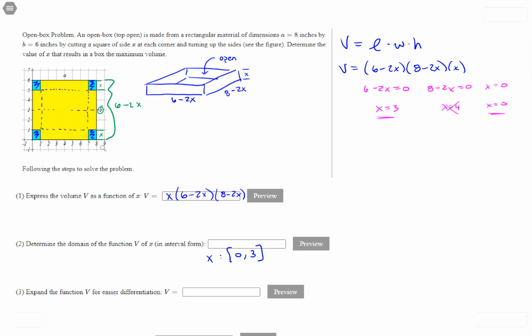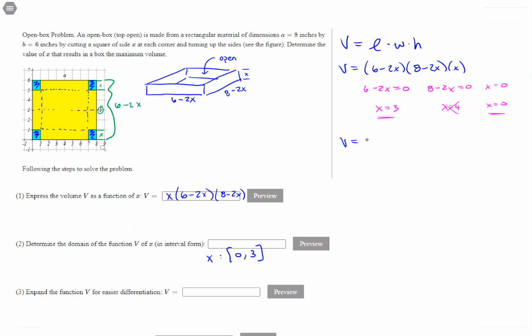All right, expand the function for easier differentiation. So to find the derivative of this function, as written, we'd have to use the product rule twice, and that would not be much fun. So expanding this would make it a little bit easier to find the derivative.